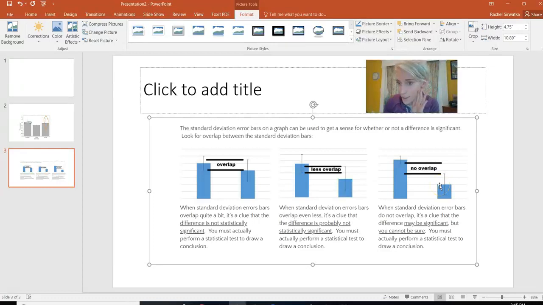I'd probably run a t-test. An unpaired two-tailed t-test, perhaps? If you know what I'm talking about, then watch more videos. There's another one on t-tests that's coming, obviously. So hopefully that cleared up some of the stuff on error bars.